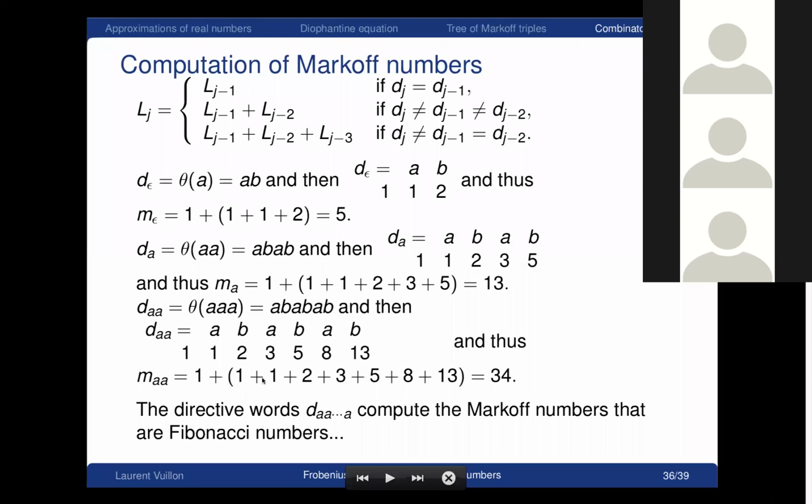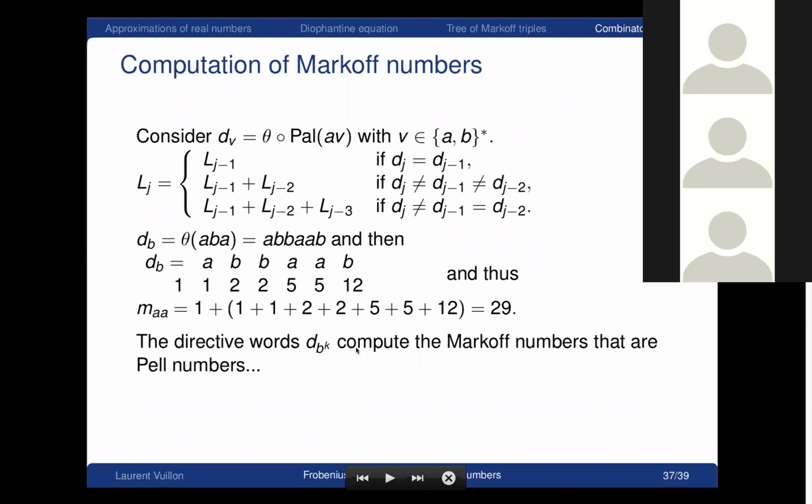And in fact, this is general. If you look at the directed words with A to the power K, then this is a Markov number, which is a Fibonacci number. Okay. So now if you want to construct Pell numbers, you have to look at something like that. So you have to take V equal B and compute theta pal of AB. So it's theta of ABA and so on.